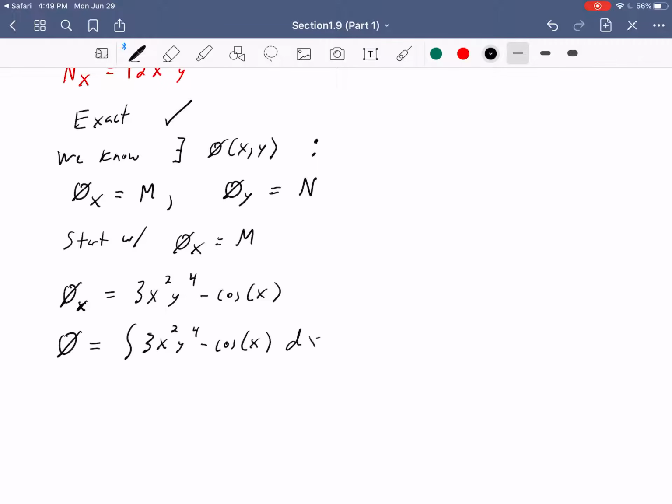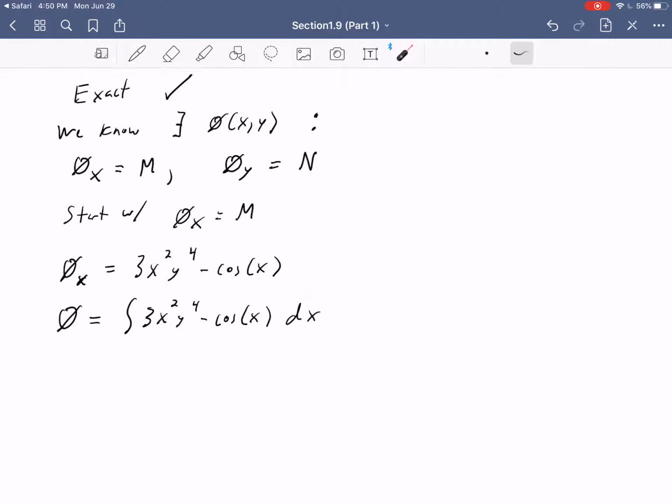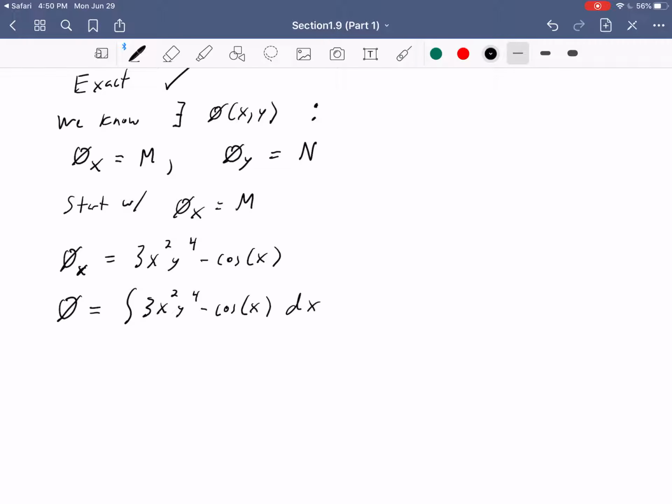Now, this is an integral with respect to x, where even though we have a y in there, we're treating that now as a constant. So we're doing this multivariate integral with respect to x, so that y to the fourth is just treated as a constant. It shouldn't be too bad. Looks like we should get x cubed y to the fourth, because we integrate the x squared, make it an x cubed, divide by 3, cancels that out, and the y to the fourth is treated as a constant. And the integral of that negative cosine x is negative sine x.